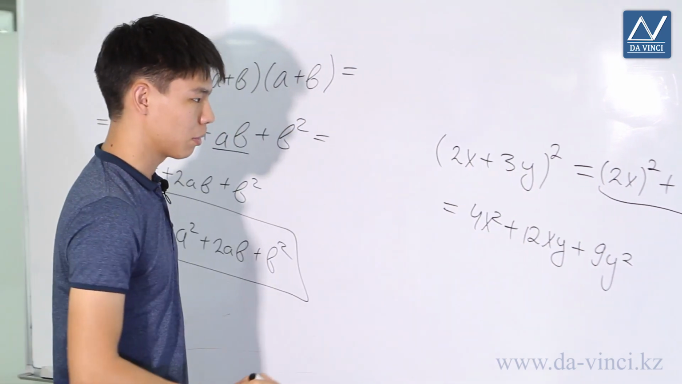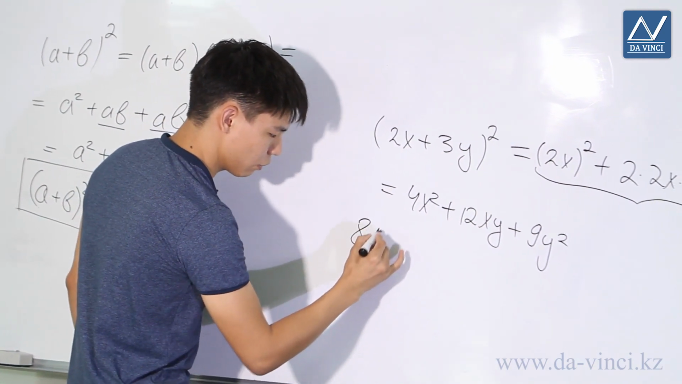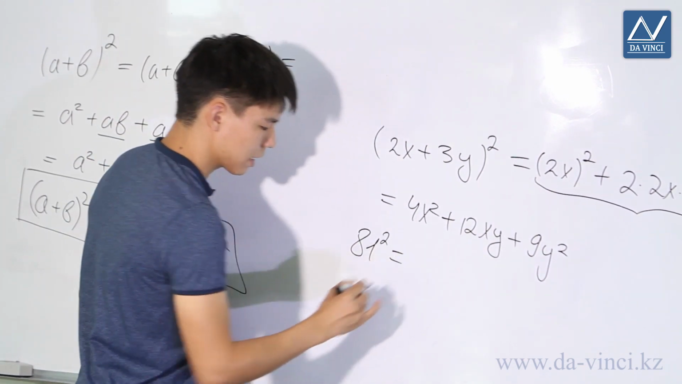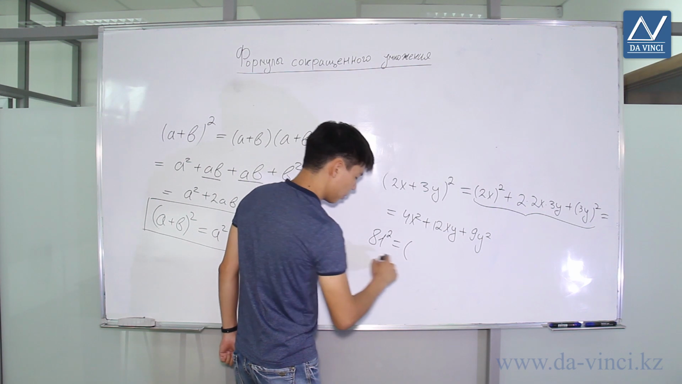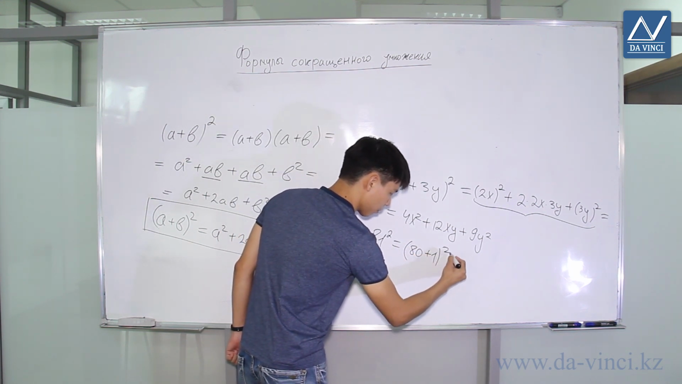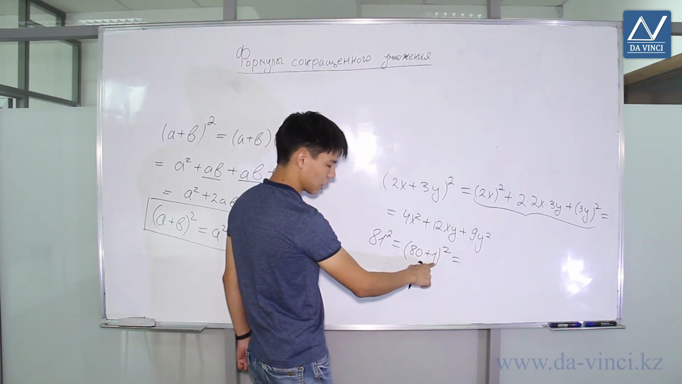Now let's take a look at another example. We need to square the number 81. How can it be done in the most rational way? We can use the same formula. Imagine 81 as the sum of 80 and 1. Now we have the square of the sum of two expressions.